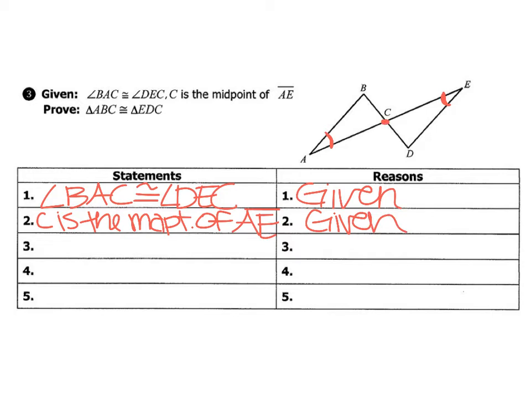Now, we can conclude something based on this information. If we know that C is the midpoint of AE, then we know that AC has to be congruent to CE by definition of a midpoint. So that's something else we can conclude from the diagram. So we want to write that AC is congruent to CE, and our reason is that that is the definition of a midpoint.